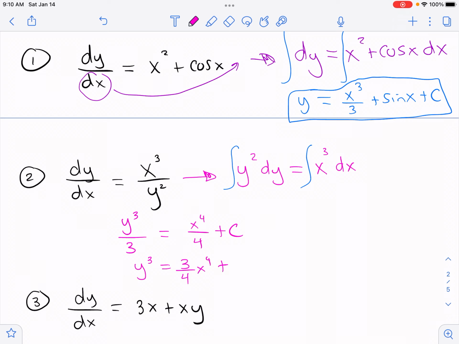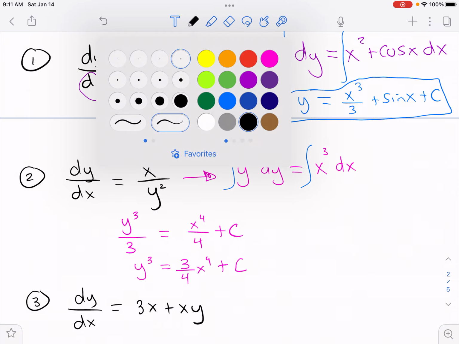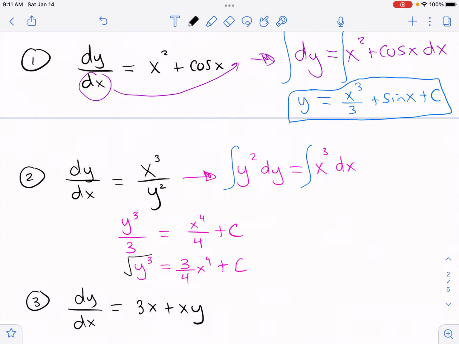Now you can write 3c here, but you could also just keep it as a c, because that constant will just remain a constant until we plug in an initial condition, which we don't have. But at this point, we just take a cube root, and we have completed finding the general solution.